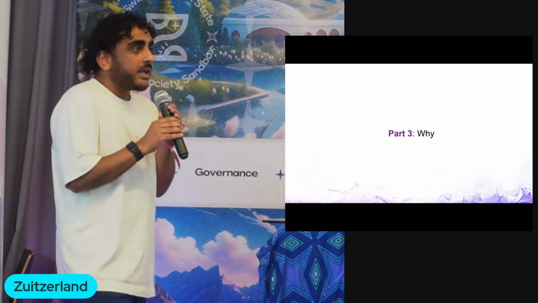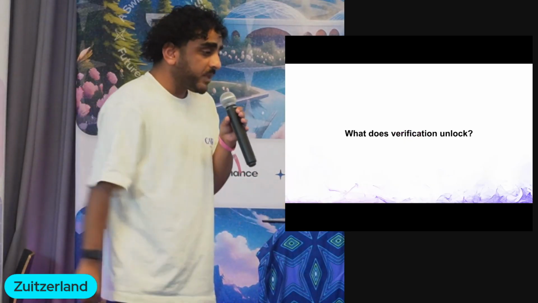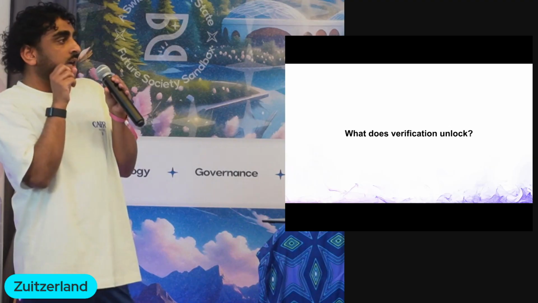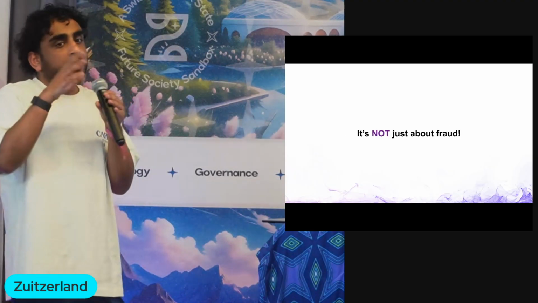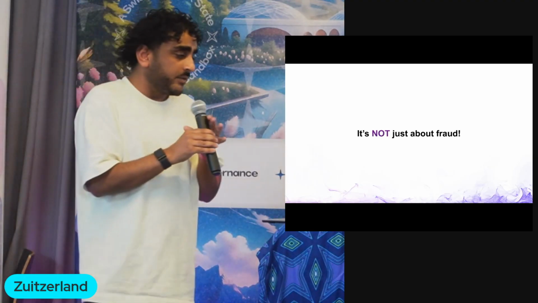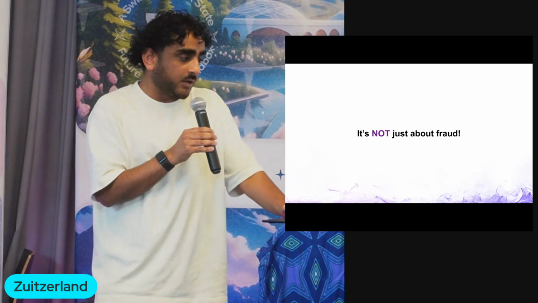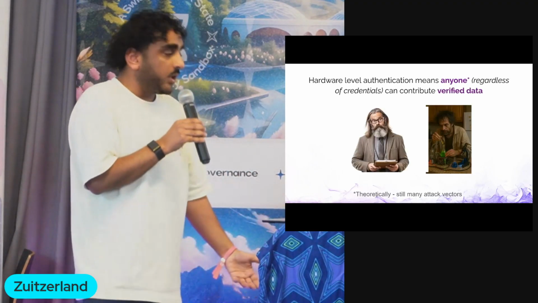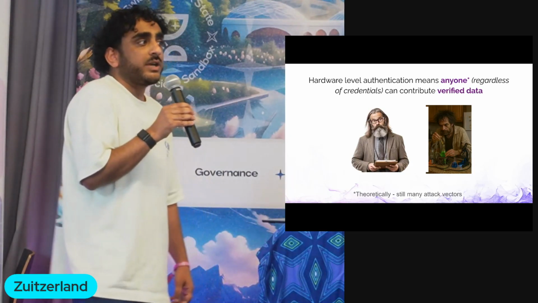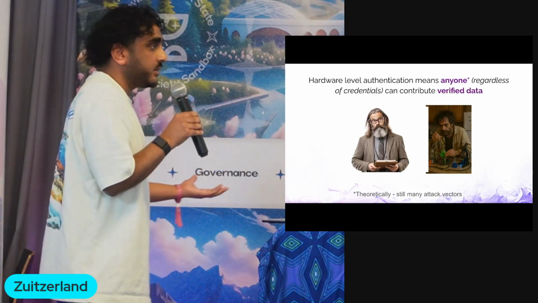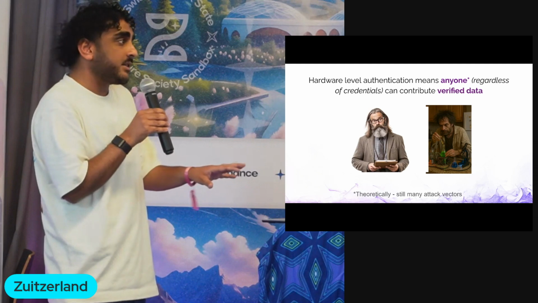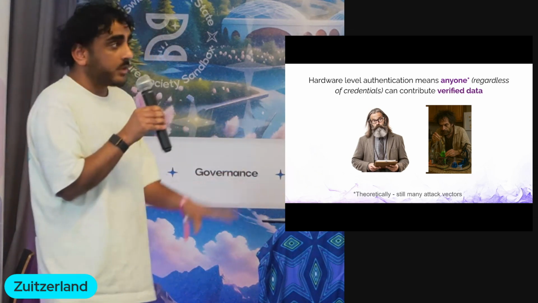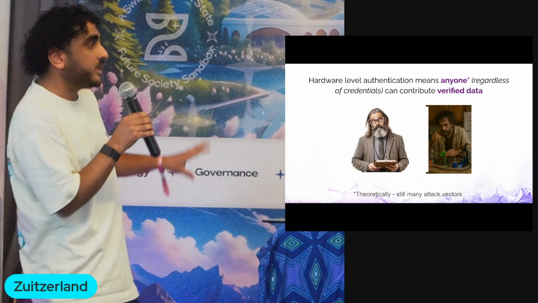Now, why are we doing this? What does verification unlock? It's not just about fraud. Fraud was where I started with the journey of thinking, well, there are problems in science and how those could be resolved, but there are a bunch of things it unlocks. One of the cool things is that with this device, it doesn't matter who the operator is, because it could be somebody with a scientific degree or it could be someone's grandma. It actually doesn't matter, because you trust the results because of the hardware, the cryptography, and the tamper-proofing, not the human and not the credential.